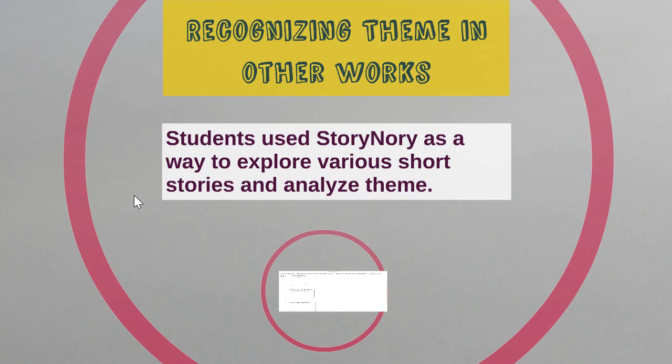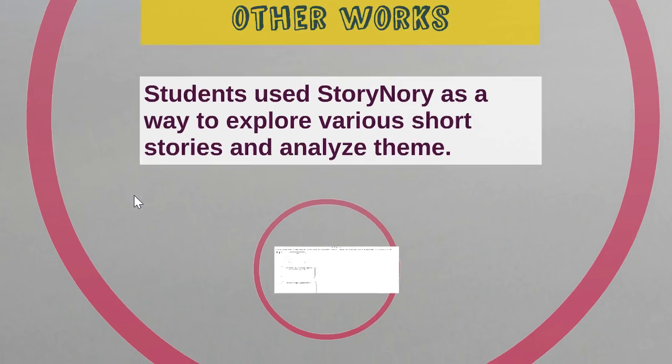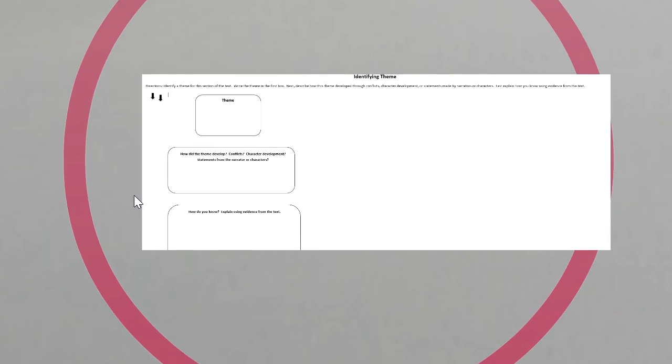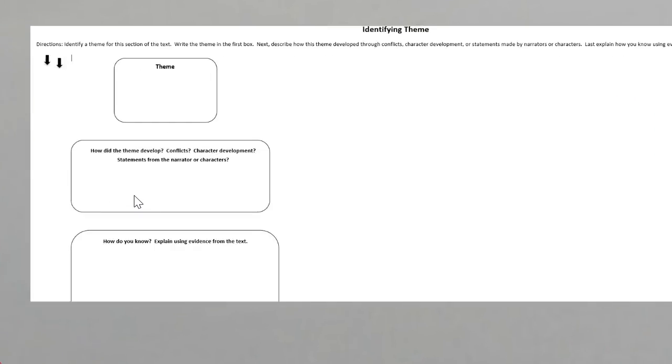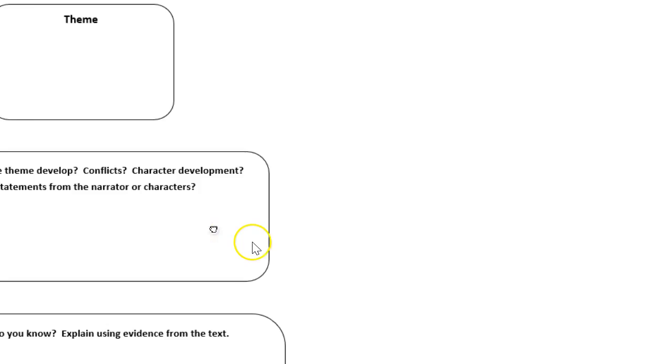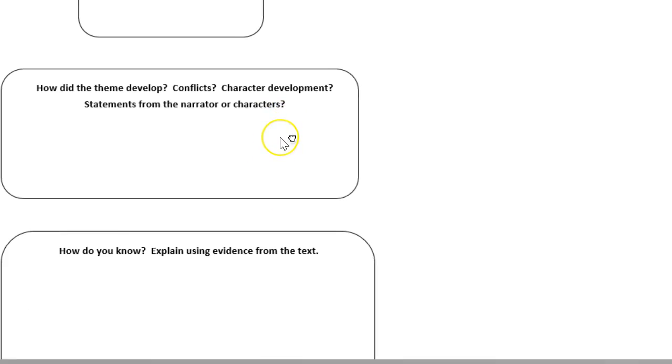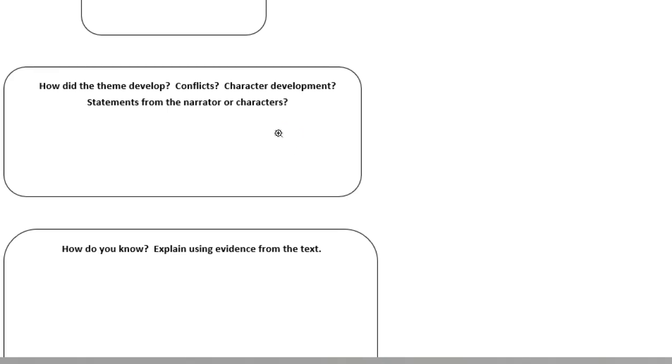So students used Storynory, which is a website that provides both text and audio for students to explore different stories, and students were to analyze the theme using a graphic organizer. So the following is a graphic organizer they used. They wrote the theme, how it developed, and how do you know, so using evidence from the text.